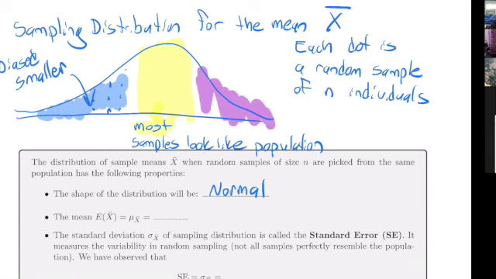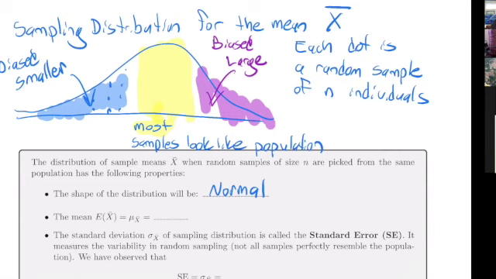Over here, and the further we get from the middle, the less and less likely we are to get such extreme bias. So that's where the normal shape comes from. Most samples look like the population. You're equally likely to be biased on the small end as you are on the large end.